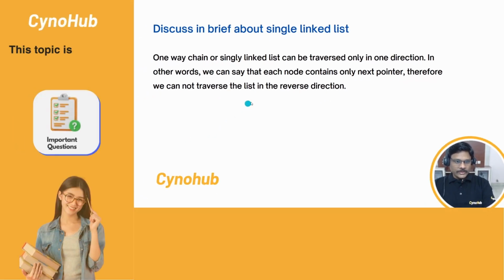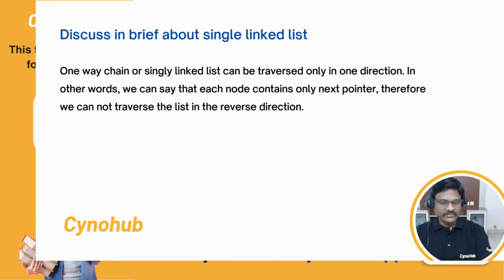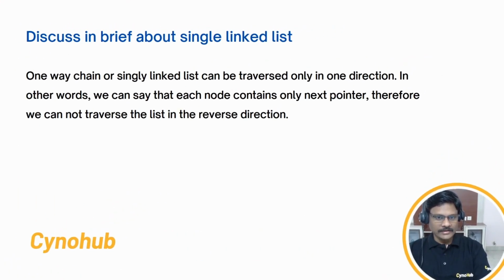One more point to remember is there are 2 kinds of linked list. One is a singly linked list and another is a doubly linked list. A singly linked list will traverse only in one direction, that is from head to tail, but in a doubly linked list you will be able to traverse in the forward as well as the reverse direction.